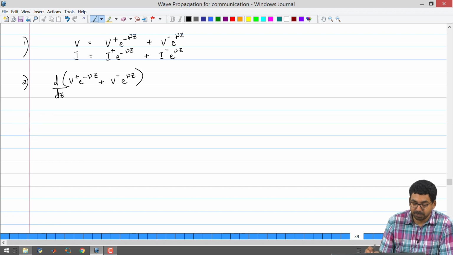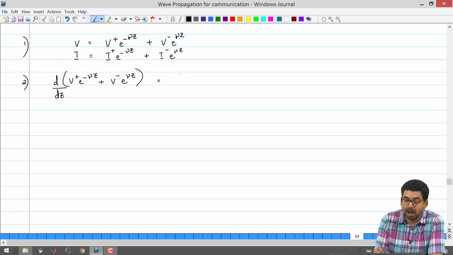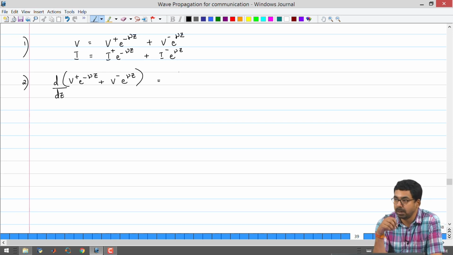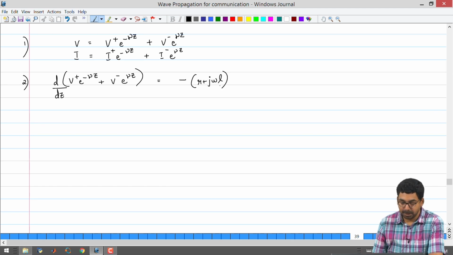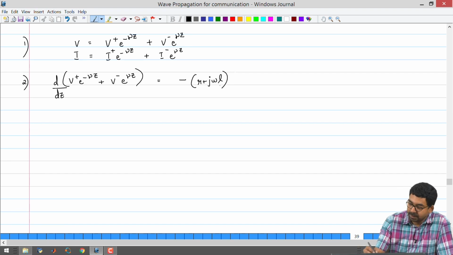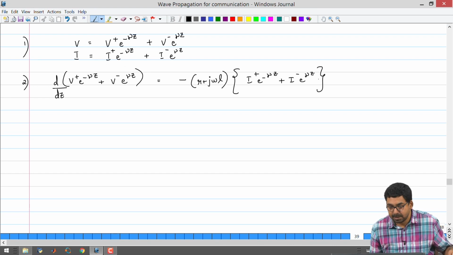So, this is the left hand side of the first telegrapher's equation, dV by dz. Okay. On the right hand side, we will have, in this case, since we have written gamma, that means that we are assuming that R and G are going to be non-zero and present. We are writing the most general case over here. So, we will have minus R plus j omega L, okay, multiplied by I plus e to the minus gamma z plus I minus e to the plus gamma z.